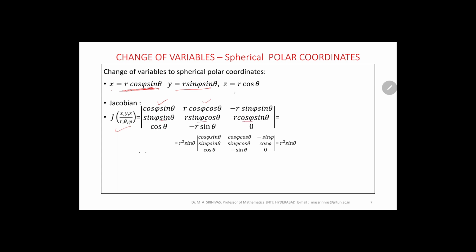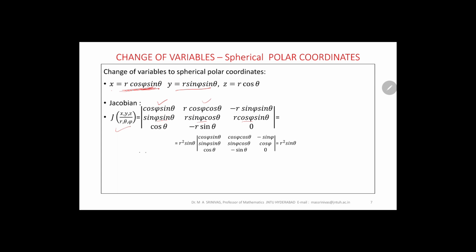The third row: if I find the derivative of z with respect to r and theta, ∂z/∂r is cos theta, ∂z/∂theta is minus r sin theta, there is no phi, therefore ∂z/∂phi is 0. I need to evaluate this determinant.